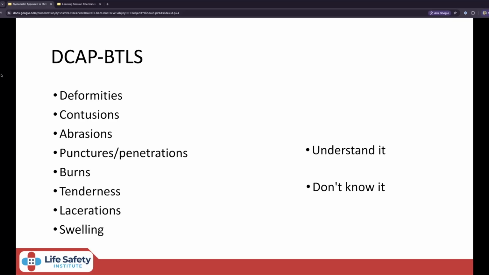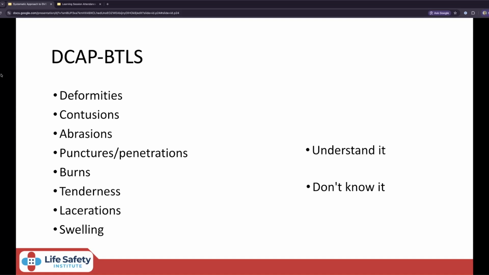DCAP BTLS is more of a memory aid, right? So when you're doing your physical assessment, when you're examining the patient, DCAP BTLS is one of those things that you're checking for as you do it, right? It stands for a bunch of different things that we're checking for as we assess our trauma patient. DCAP BTLS stands for deformities, contusions, abrasions, punctures, penetrations, burns, tenderness, lacerations, swelling.